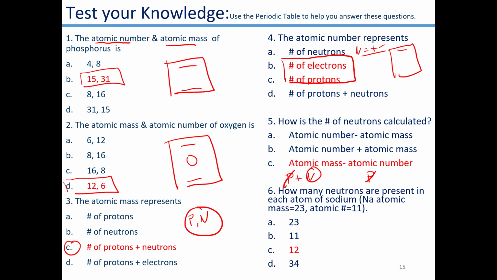And then finally, this was an example. How many neutrons are represented in each atom of sodium? The atomic mass was 23. The atomic number was 11. Again, if we take the mass, 23 minus 11, that should have given us 12.